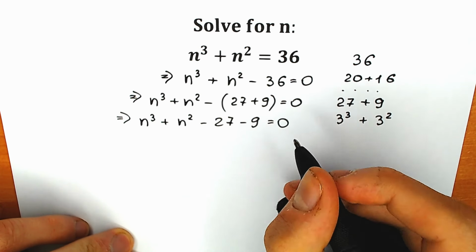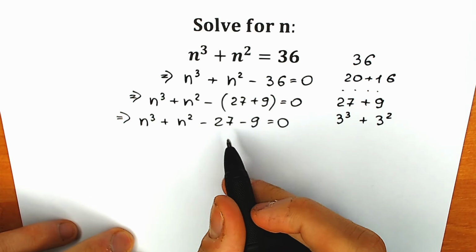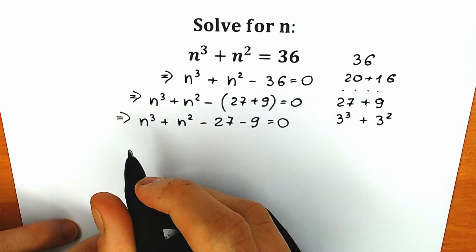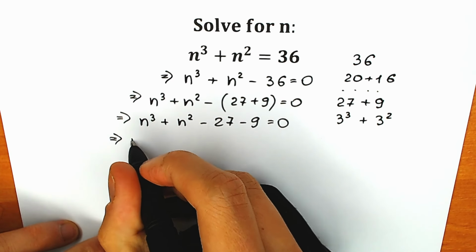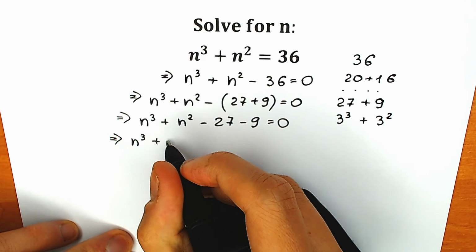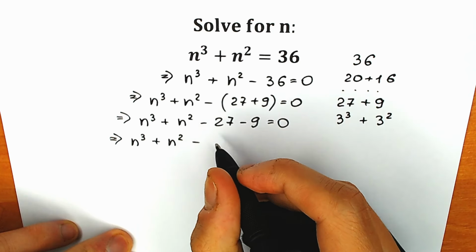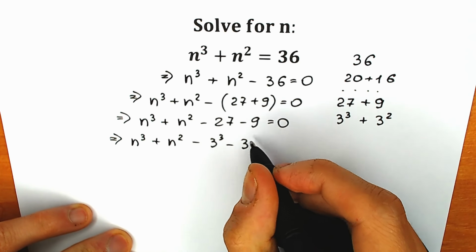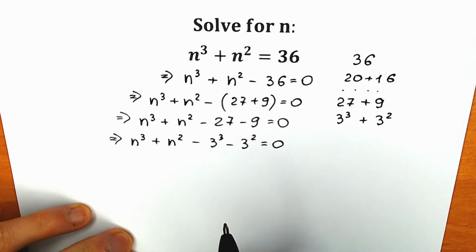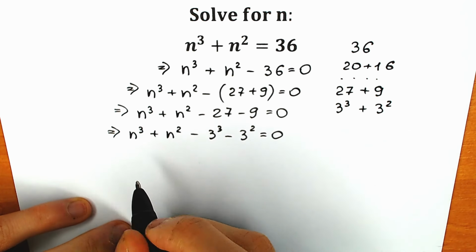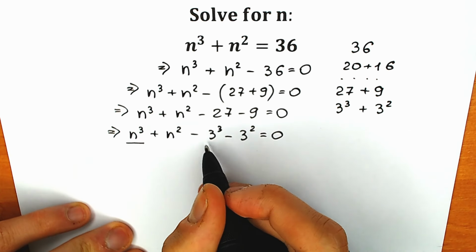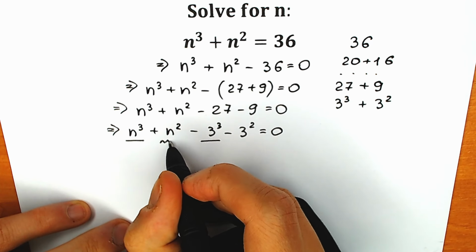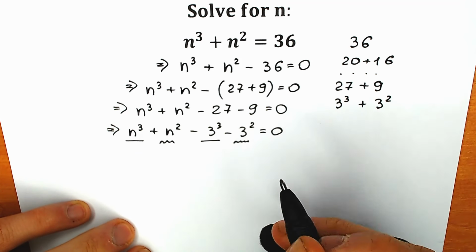Okay, equal to 0. Right now, instead of this 27, we can write 3 cubed, and instead of this 9, we can write 3 squared. So as a result, we have n cubed plus n squared minus 3 cubed, and 3 squared. Right now, let's look at this question from another perspective. We have right here n cubed and we have right here 3 cubed, so we can easily group this, and we have n squared, we can easily group with this 3 squared.